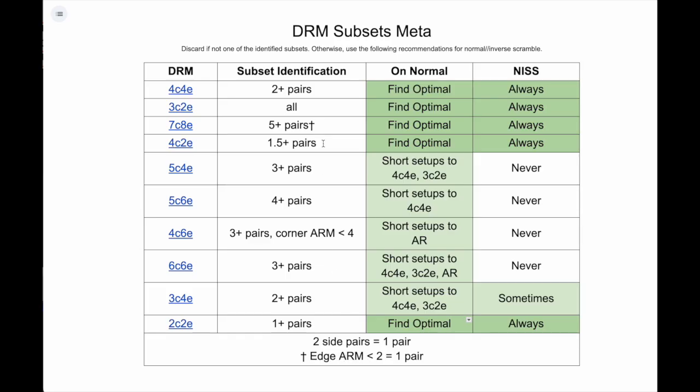Here's another kind of rule for 4C4E that maybe more people aren't using, 1 pair plus 1 side pair, where you could use 2 pairs instead by just substituting 2 side pairs for 1 pair.